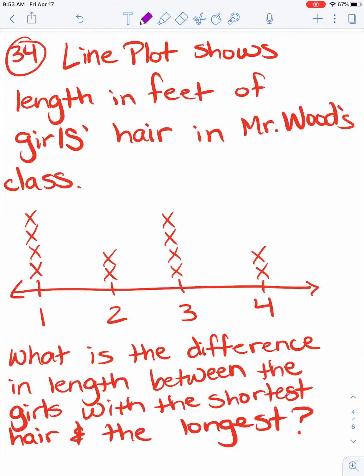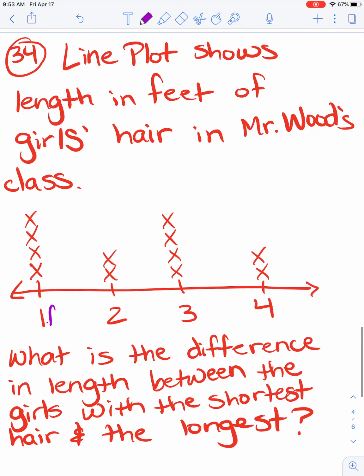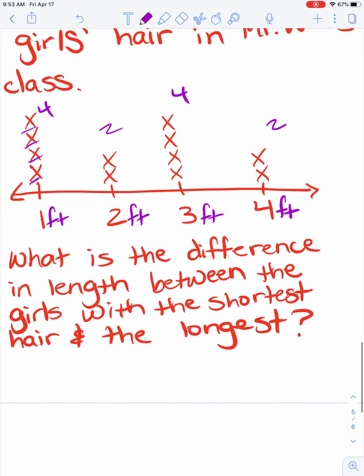Okay, here a line plot shows the length in feet of girls' hair in Mr. Wood's class. So we have 1 foot, 2 feet, 3 feet, and 4 feet. So we have 1, 2, 3, 4 girls with 1 foot hair, 2 girls with 2 feet of hair, 4 girls of 3 feet, and 2 girls of 4 feet. But our question says, what is the difference? Remember difference, we make that minus sign in the length, not the number of girls.